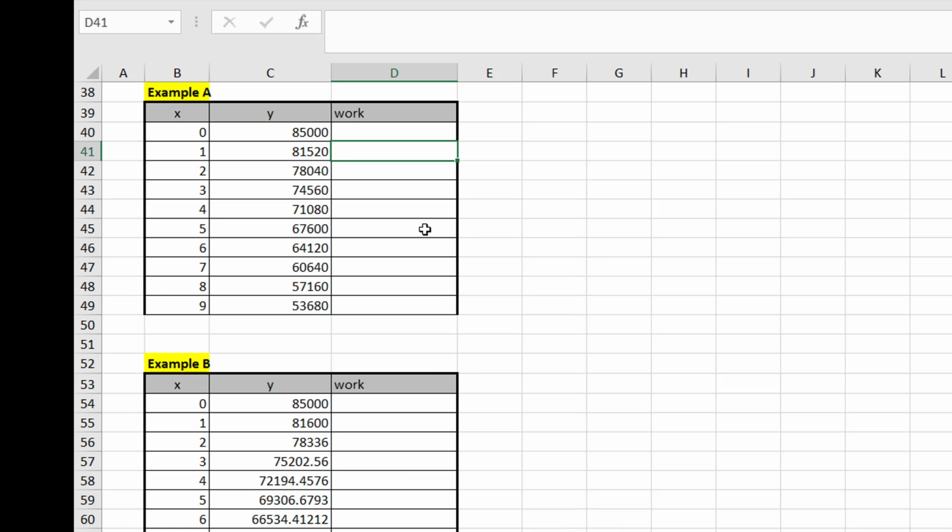All right, next, let's try two examples where we kind of do it backwards. Here in example A, I've been given a set of points, an input-output table. X is 0 and the Y is 85,000. When X is 1, the Y is 81,520 and so forth. And there is a pattern that exists here that I haven't told you what the pattern is, but we're going to go ahead and figure it out.